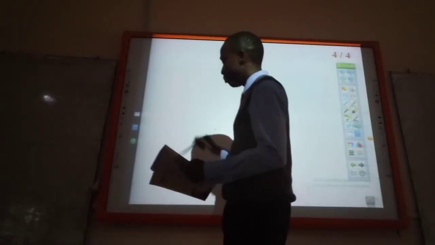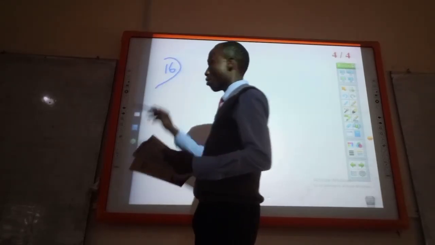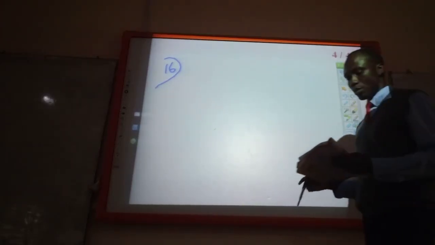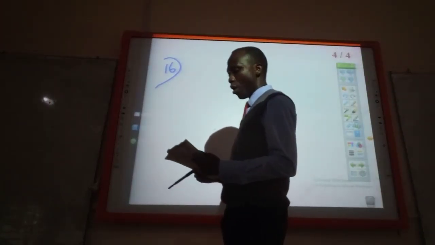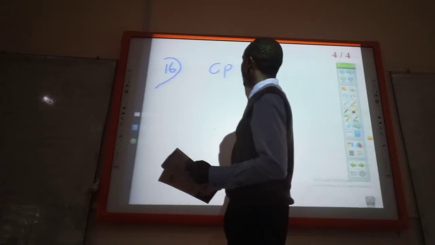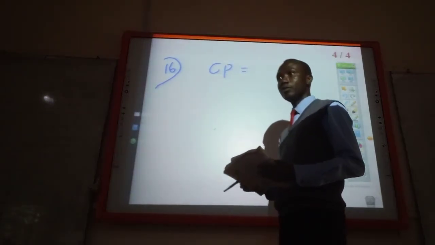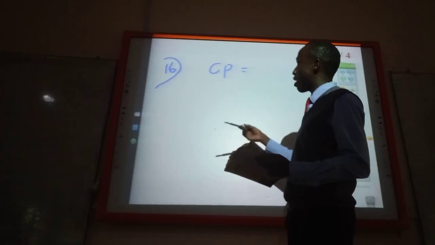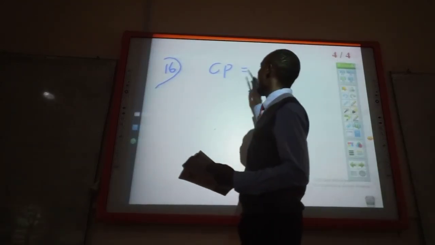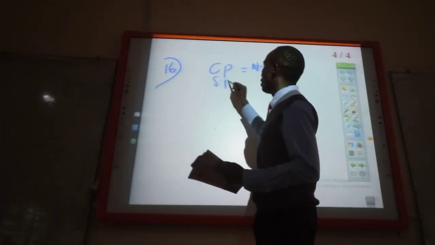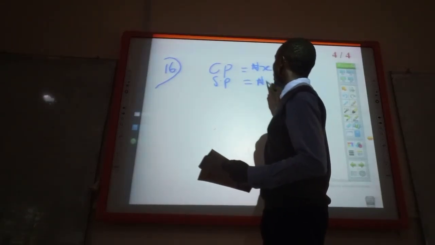Number 16, right? A bicycle that costs X naira was sold for Y naira. That means cost price is equal to X naira, while selling price is Y naira, right?